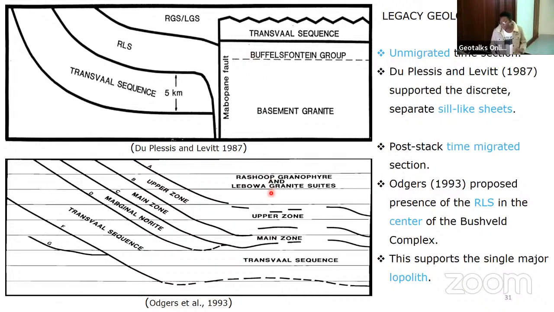An interpretation of a post-stack time migrated section, the one I showed above, by Ojas in 1993, actually concluded that there are some reflections, even though they're not continuous, because already you can see there's an anticlinal structure in this northern region. They concluded that there are some upper zone and main zone rocks in this region, which would support that there are some Bushveld Complex rocks in the center of the Bushveld Complex. And that would support the emplacement model of the Bushveld Complex as a single major locality.